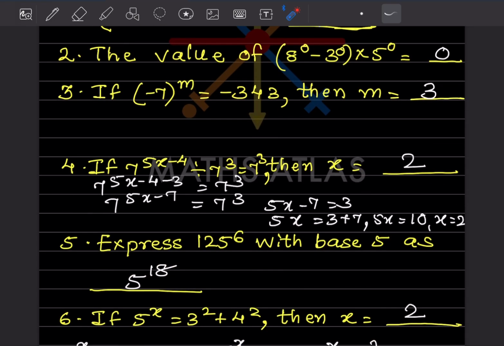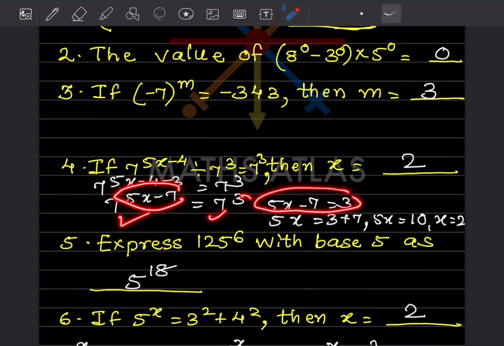Now look at this problem here. On the left hand side, the base is the same and it is division, and this is 7 cubed. So what we are going to do: a raised to m divided by a raised to n is a raised to m minus n. So the base is the same, 7 raised to, you subtract this one, 5x minus 4 minus 3 is equal to 7 raised to 3. After subtracting, you get 7 raised to 5x minus 7 is equal to 7 raised to 3. Now the base is the same, so 5x minus 7 is equal to 3.